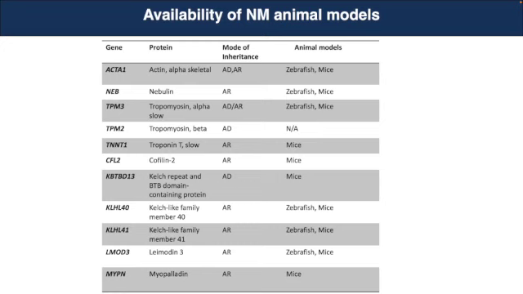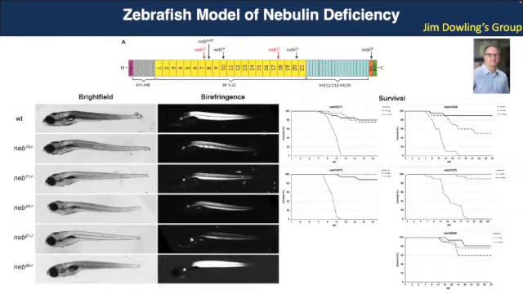I'm going to show you some examples of the way in which we are using different zebrafish models to study different diseases. This is data from Dr. Jim Dowling's group, who could not be here as he's traveling for a meeting to London. Dr. Dowling's group is creating a number of different zebrafish models for Nemaline. As I mentioned, Nemaline is a very big protein, and in patients we see a lot of clinical heterogeneity. Some patients have mild presentation, some patients have very severe presentation.